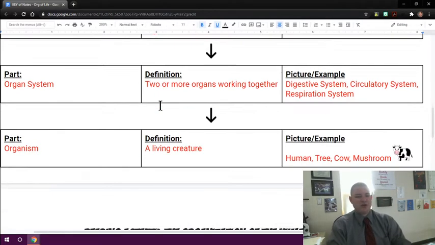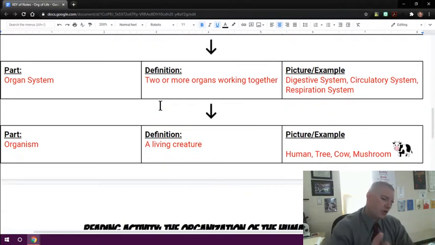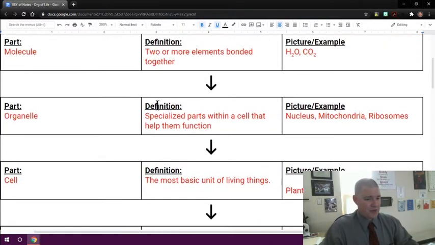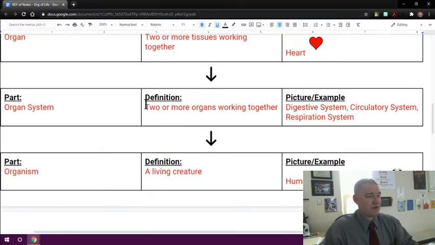And then finally, you get the coup de grace, the ultimate, the main event of everything, an actual organism itself, which is a living creature. That's a human, that's a tree, that's a cow, that's a mushroom. All those things would be considered living organisms at that point. They're multi-celled organisms in those cases. And that's where we get into the actual thing itself. So that's kind of a breakdown from atoms all the way up to organisms of how we can build upon each other there.